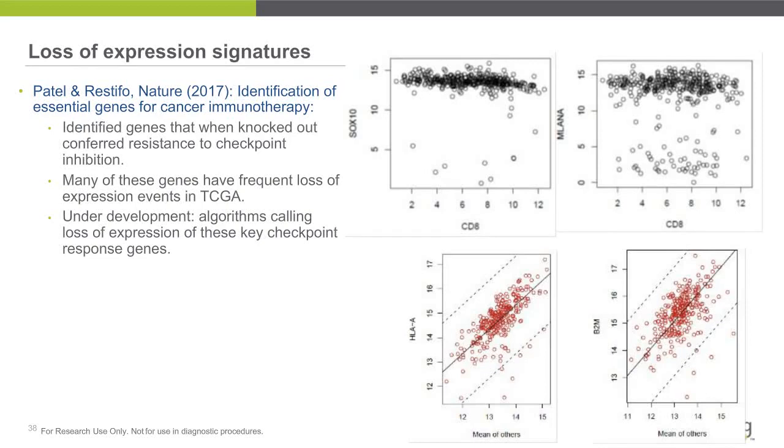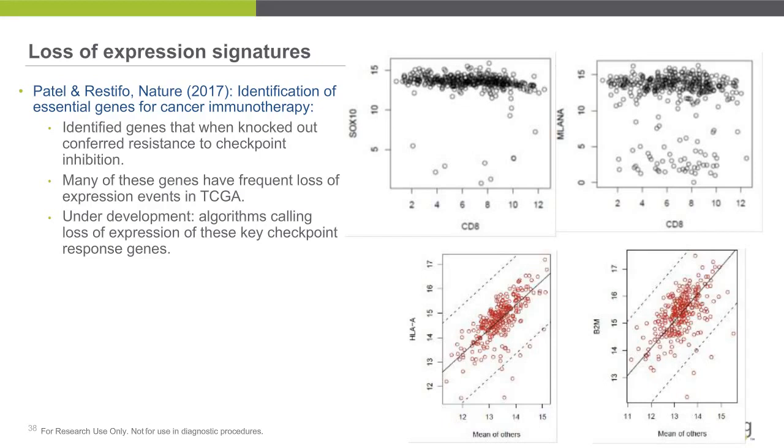Finally, independent of all the signatures, there's more the gene expression can say about the tumor's immune state. There was a fascinating paper recently by Patel and Restifo, which used CRISPR screens to identify genes that are essential for response to immunotherapy. And they found 30 or so genes that, if disabled, rendered a tumor resistant to immunotherapy.